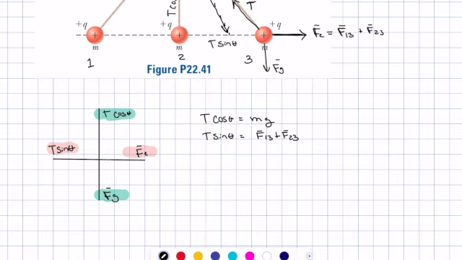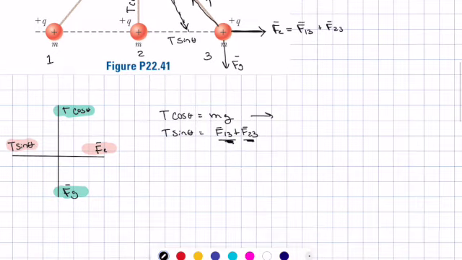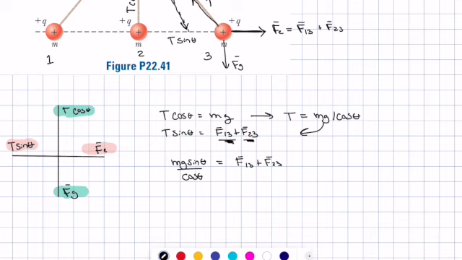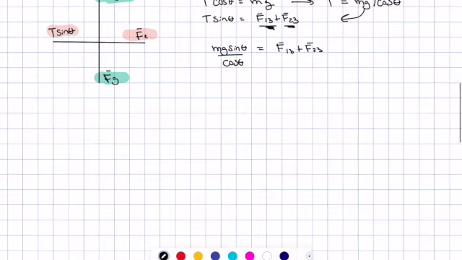Right, so here I have two unknowns. I don't know what the tension is, and I don't know what, well, specifically these forces will be. I don't know what the charge Q is. That's okay. Two equations, two unknowns. I can figure out what everything is. So here, T is going to be equal to mg divided by cos theta. I'm going to plug that answer into this equation, and I get mg sine theta divided by cos theta is equal to F13 plus F23. Now I'm going to use Coulomb's law to figure out what those two are.